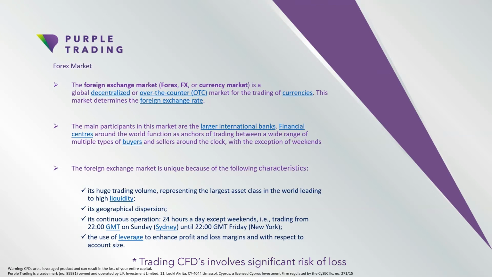The foreign exchange market is unique because of the following characteristics. Its huge trading volume, representing the largest asset class in the world, leading to high liquidity. Its geographical dispersion, which simply means it's available and can be traded from anywhere with the use of a laptop and internet access. Its continuous operation, so it's 24 hours a day except weekends, trading from 10 o'clock GMT on Sunday, Sydney, until 10 GMT Friday, New York time.